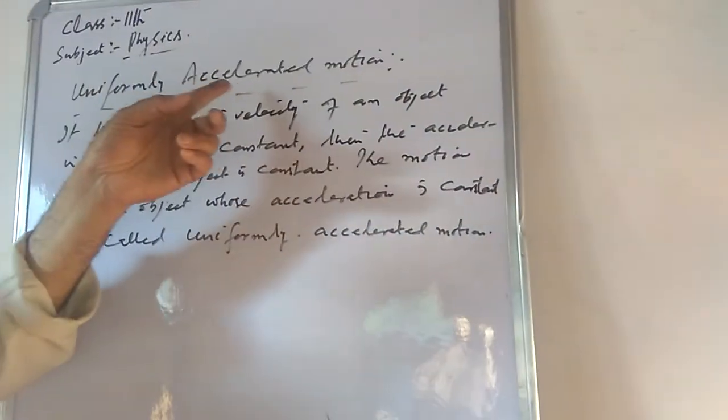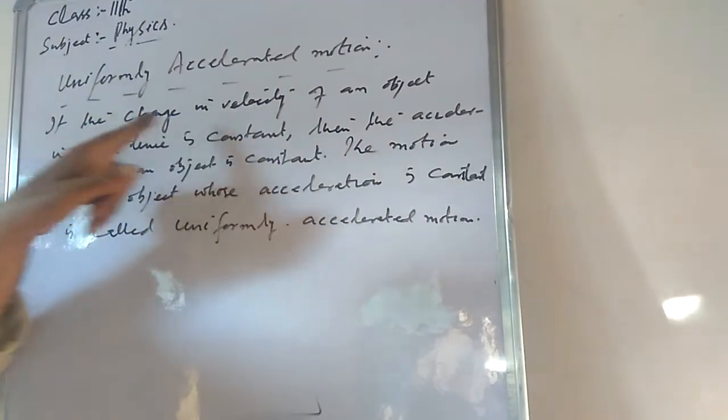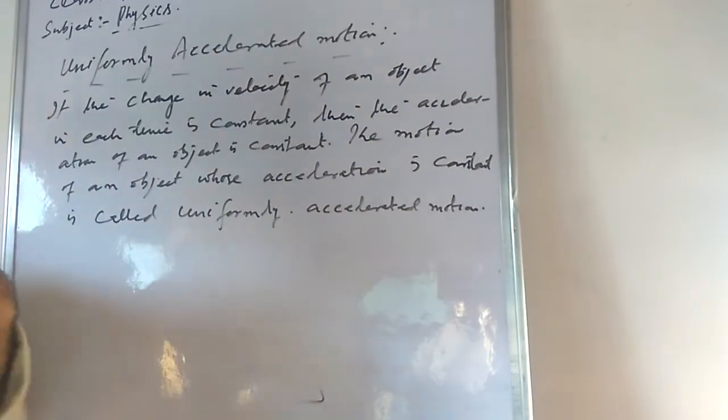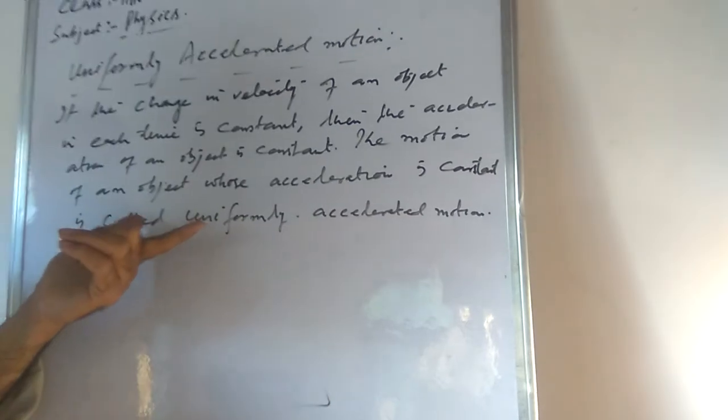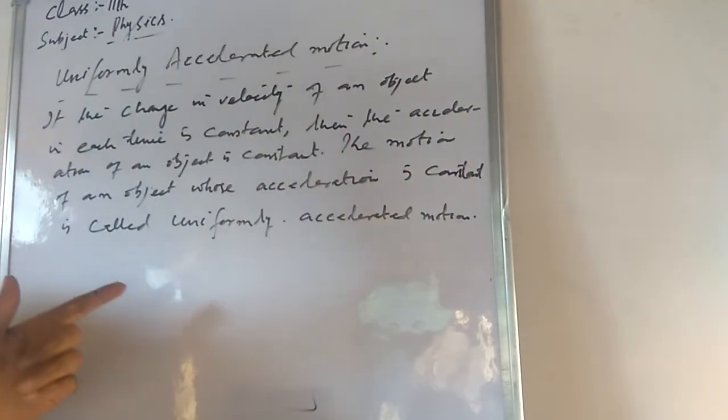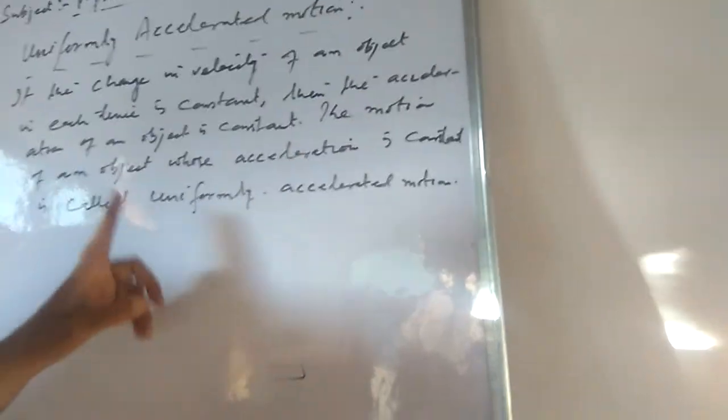Then there is non-uniformly accelerated motion. When the change in the velocity of an object in each time is not constant, that means it is variable, the motion of an object whose acceleration is not constant and whose acceleration is variable is said to be non-uniformly accelerated motion. Thank you.